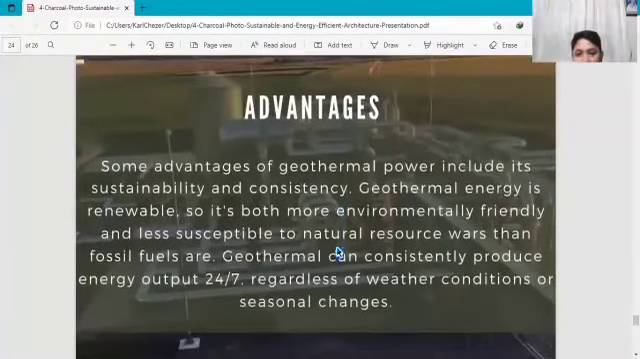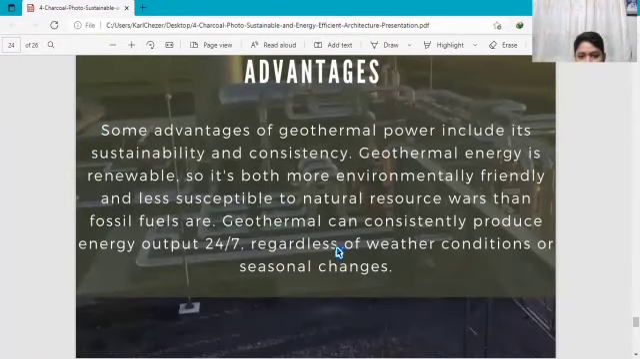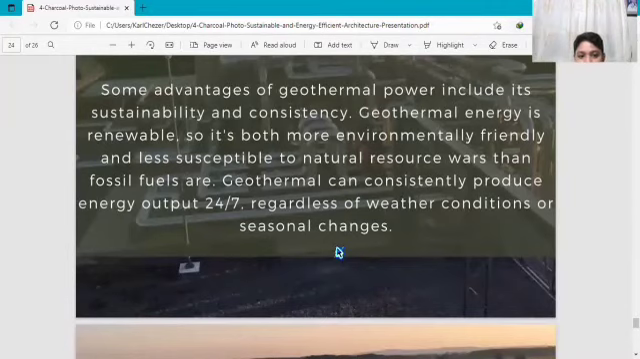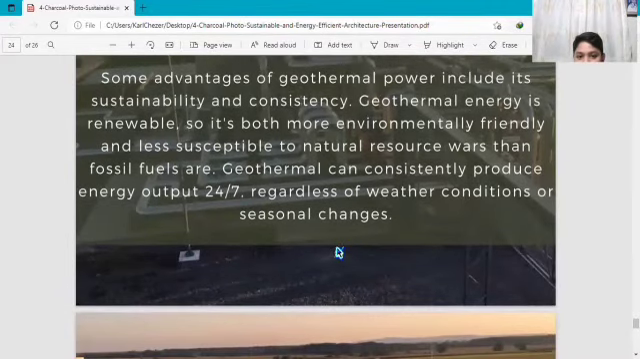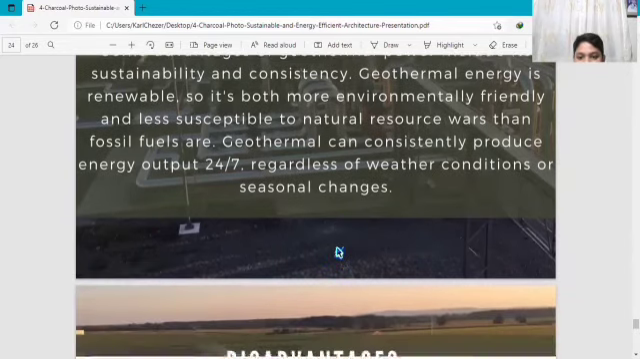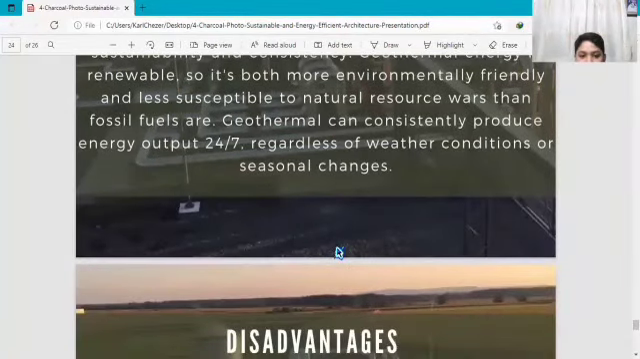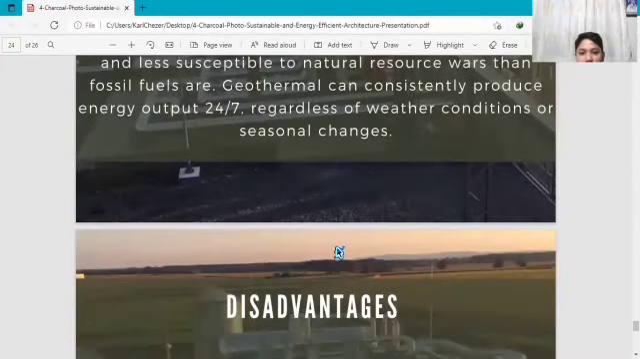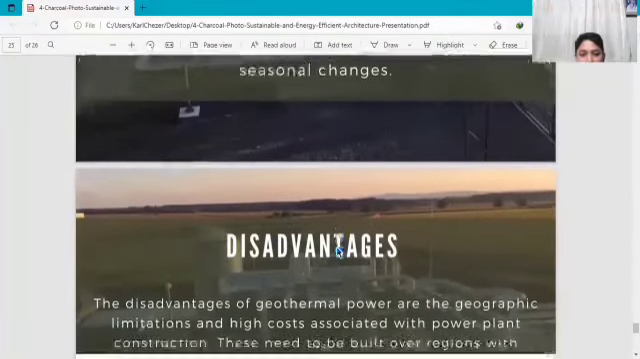Ano nga ba ang advantage nila? Some advantages of geothermal power include its sustainability and consistency. Geothermal energy is renewable, so it's both more environmentally friendly and less susceptible to natural resource wars than fossil fuels are. Geothermal can consistently produce energy output 24/7, regardless of weather conditions or seasonal changes.